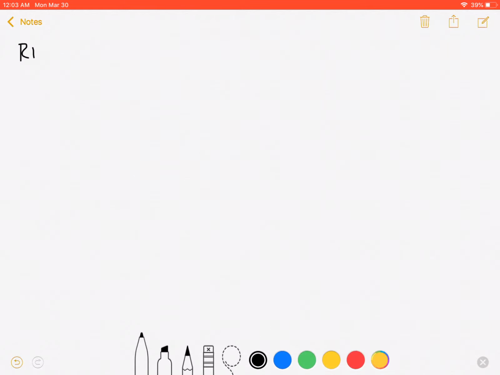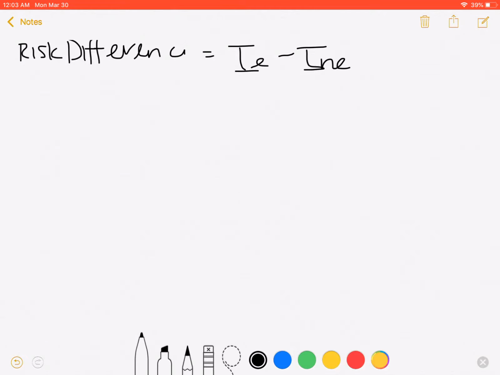Our very first one is our risk difference. How do we calculate a risk difference? It's the difference between the incidence in the exposed minus the incidence in the not exposed. So if we go back and we look at our exposed, so 39 divided by 260 minus 24 divided by 73.